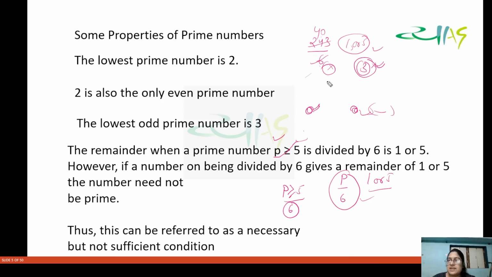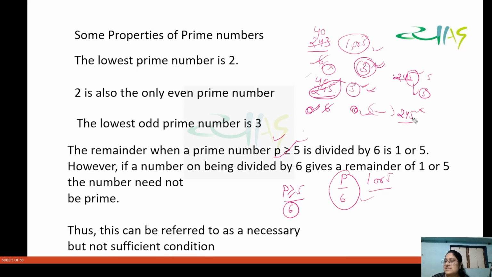So for example, let us take 245. You will get 4 here, 0 you will put here, and 5 you will get as a remainder. So there is a possibility that this number can be prime. But we know that this number is not prime. Why? Because its last digit is 5, and any number whose last digit is 5 is divisible by 5. So now we know what we mean by a necessary condition but not the sufficient condition.